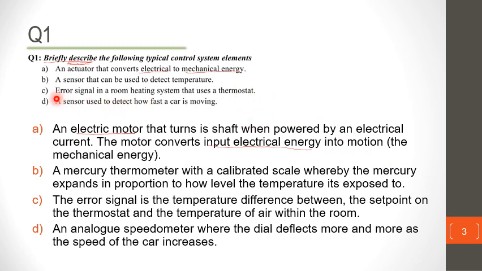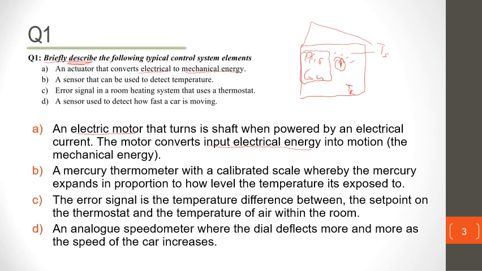And then the second one here is, briefly describe an error signal in a room heating system that uses a thermostat. So in a room heating system that uses a thermostat, the idea is you have a room and then you have an air conditioner, and you set it to a certain temperature on the dial. So if you set a certain set point TS, and then the room, let's say it's a cold day, the room is at temperature TR. So what would be the error signal?